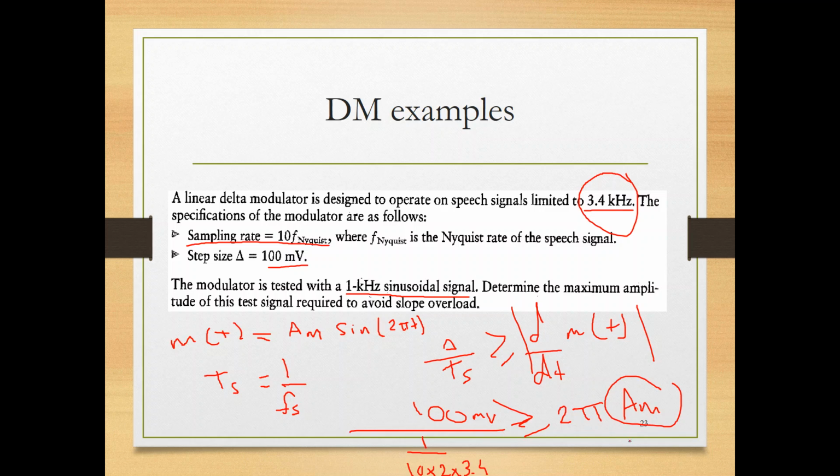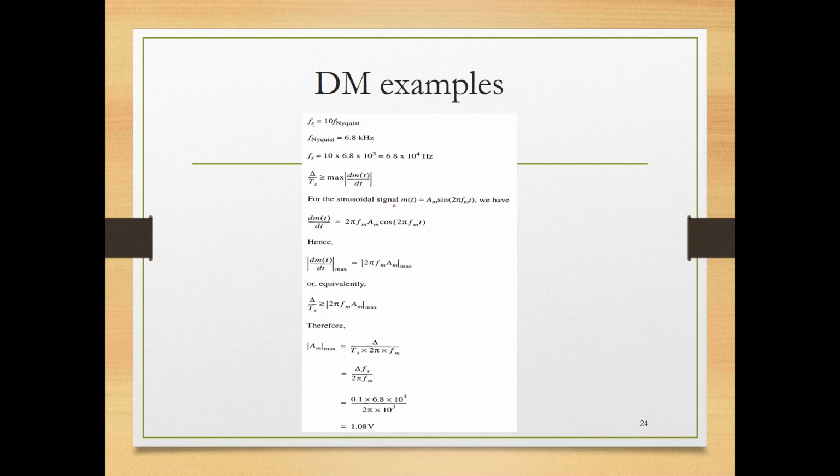So you can easily calculate these numbers and find the value of Am that you would need in order to avoid overload distortion. This is the detailed solution. You can look at it at home and ask me any questions if you didn't understand it or you have problems or anything like this. So thank you everybody for listening to this lecture about delta modulation, and meet you next time.